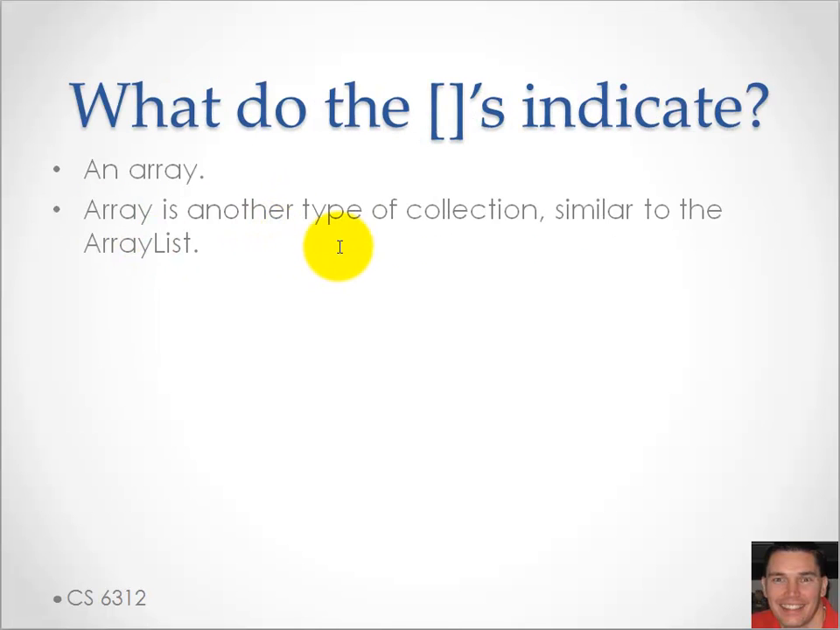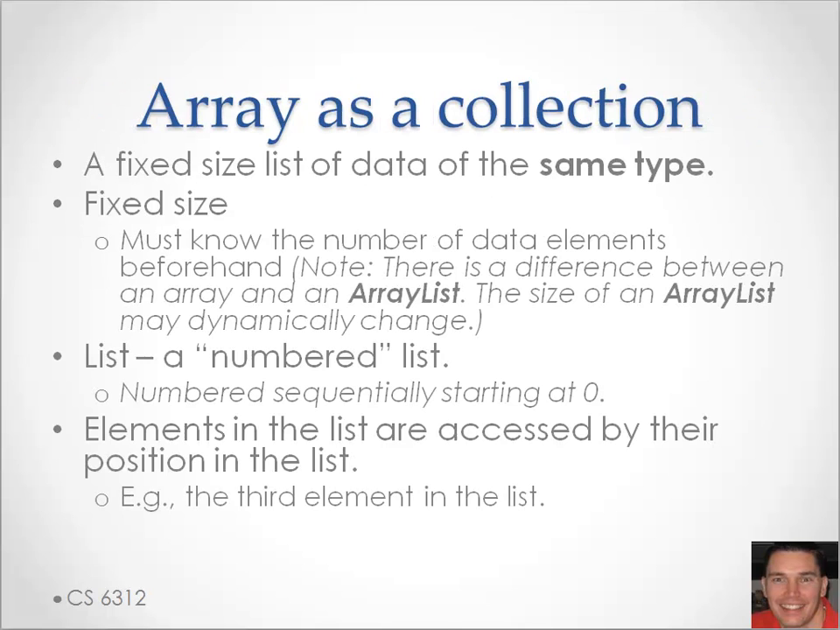And so those brackets here mean that we're working with an array. So an array is just another type of collection. It's very similar to the array list. So we'll look at some basics regarding the array as a collection. It's just a fixed size list of data of the same type. And so this is where it's similar to an array list. We're storing a bunch of student objects, a bunch of car objects, a bunch of integers, a bunch of doubles. It's all the same data type stored in that collection.